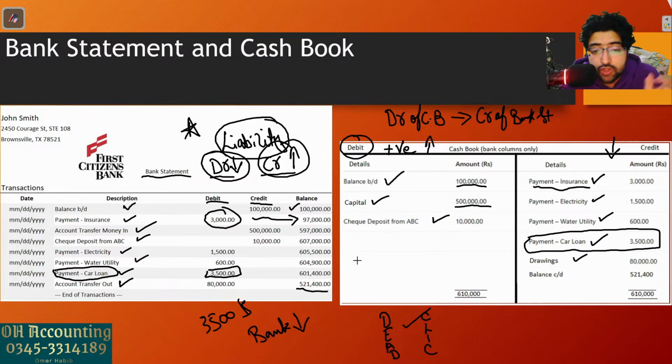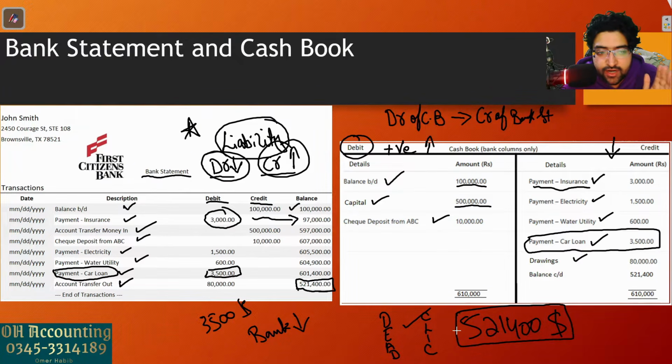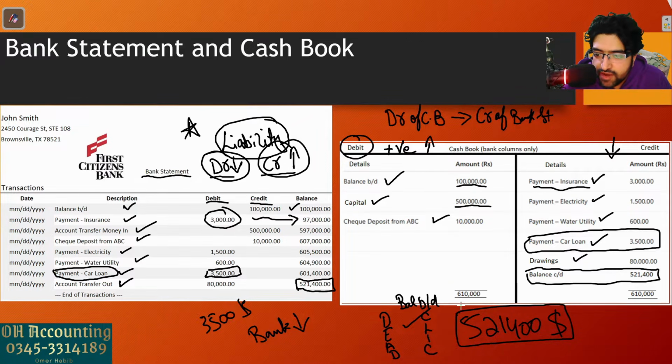Now, once we are done with all the transactions, we have to look at the final balance in the account. So as you can see, 521,400, which means we are left over with this much money in our bank account at the end of the month, right? This is prepared month by month. So in our cash book as well, we should have the same balance. And as you can see, this is my balance carried down, which will become my balance BD for the next month as 521,400. So it's fine. There are no differences. We have compared the bank statement with the cash book and found no differences, right? So the amounts are equal, which is fine. There's nothing unusual. Okay? All good.